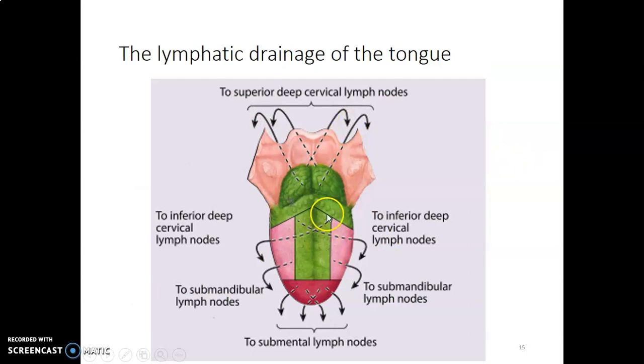Then lymphatic drainage of the tongue. The root goes to deep cervical lymph nodes. On the sides, they drain into submandibular nodes, then the tip into submental lymph nodes, but the center of the tongue drains on the opposite side into the inferior deep cervical node. So the root is in the superior deep cervical lymph node, the center in the inferior deep cervical lymph node, the sides in submandibular lymph nodes, and the tip in submental lymph node. So when you are asked about lymphatic drainage of the tongue, you should be able to draw it, and it easily helps you to portray that.